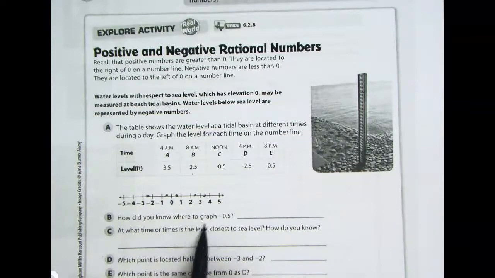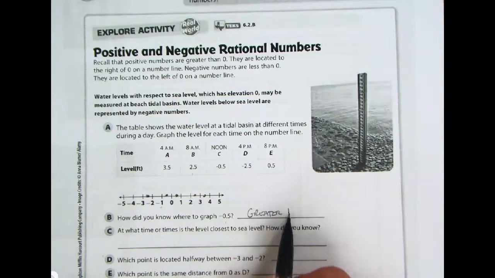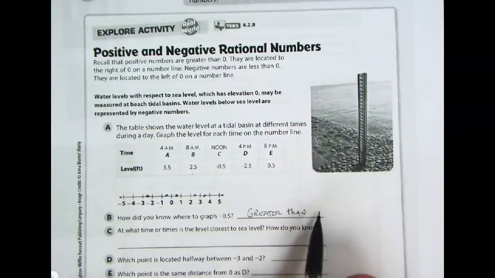How did you know where to graph a negative 5/10? Well, you know that negative 5/10 is actually greater than negative 1. It's also half of negative 1. So greater than negative 1, which means it would be to the right of negative 1.